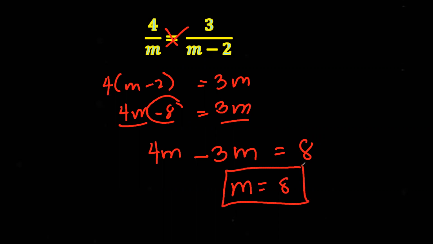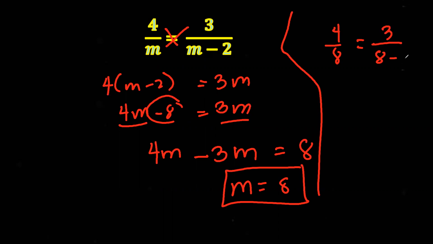So, m is equal to 8. Therefore, this equation is true if m is equal to 8. Then, let's try to check. 4 over 8 is equal to 3 over 8 minus 2. You can reduce the fraction to lowest term all the time if possible. Ma-reduce siya sa lowest term.